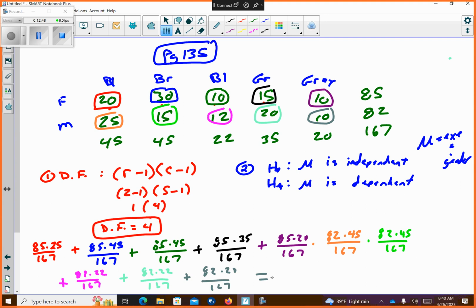82 times 45 divided by 167 plus 82 times 45 divided by 167 plus 82 times 22 divided by 167 plus 82 times 22 divided by 167. I think this is my last one. 82 times 20 divided by 167.